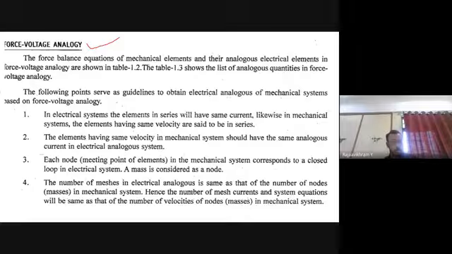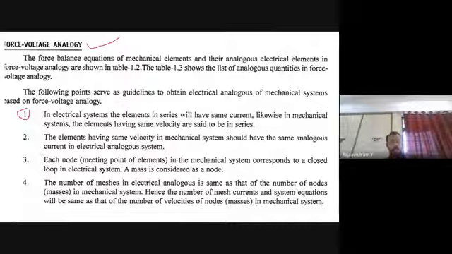There is no difference. You see the first point, in electrical system, the series will have the same current. Likewise, in mechanical system also, velocity are said to be in series. This is the first point. And second point, elements that have the same velocity in mechanical system should have the same analogous current in electrical system also. Here the current is equivalent to velocity.